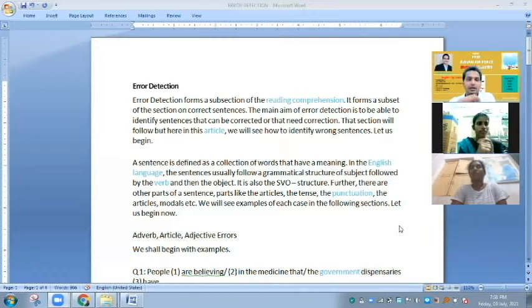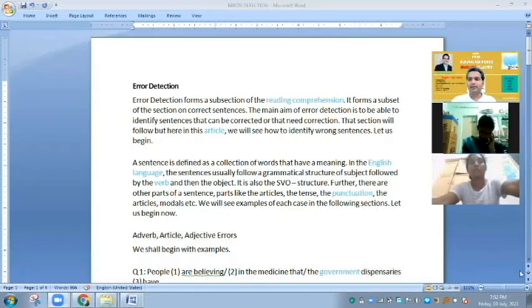Further, there are other parts of a sentence. Parts like the articles and the tense, punctuation, modals like can, could, shall, should, may, might, must, have to, has to, need to, ought to, supposed to, dare to, likely to. These are the modal auxiliary verbs. We'll see such examples, each case, in the following sections. Let's begin now.